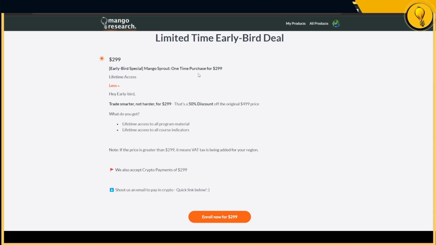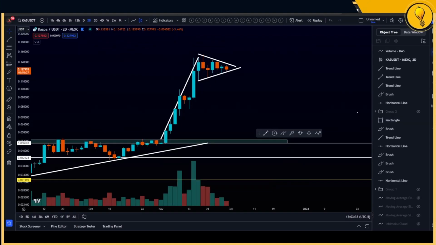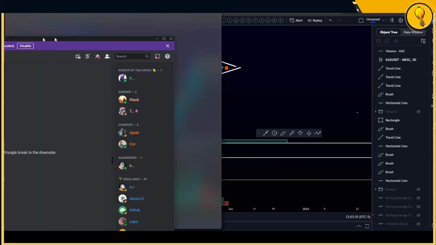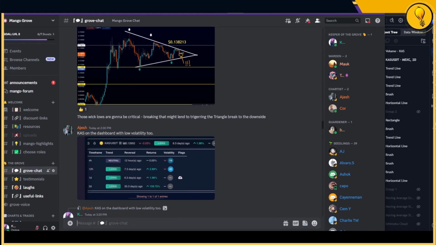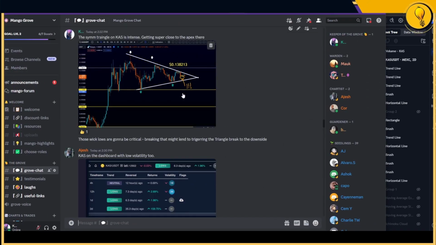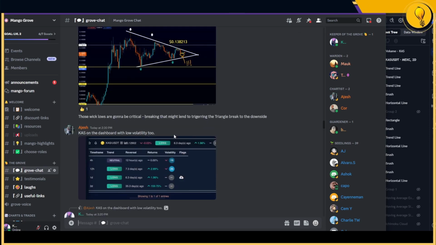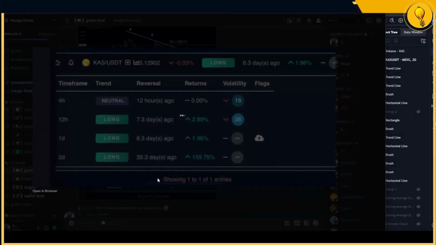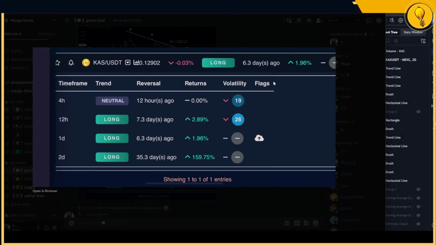Now, with that, let's jump right into KASPA, right? So today I actually posted my mini analysis on the Discord chat, and it was this right here. And as soon as I posted that, Ajesh came back. He replied to my analysis with this. He gave me a little screenshot from the Mango Trends dashboard, and I noticed something. He's like, KASPA USDT, we have good trends across the board.